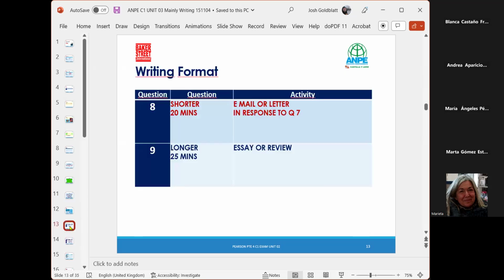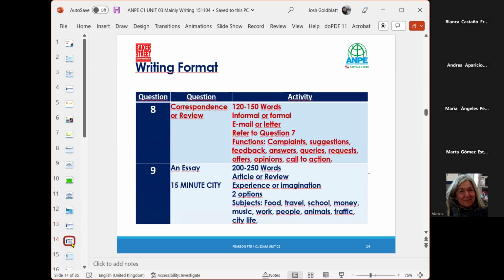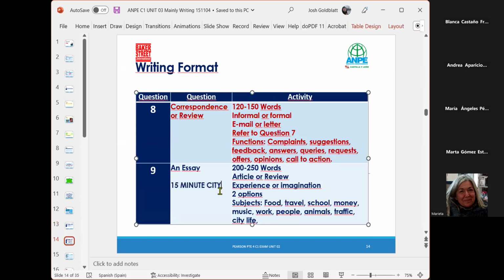Okay, let's go back and just see, remember, writing format, which is question 8, question 9. Question 8 is shorter. Give it about 20 minutes. It's an email or letter in response to question 7. Question 9 is a little bit longer, so at least 25 minutes, and that's an essay or a review or an argument about something, okay?